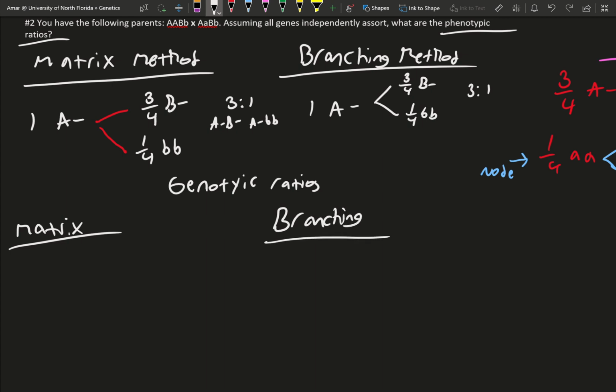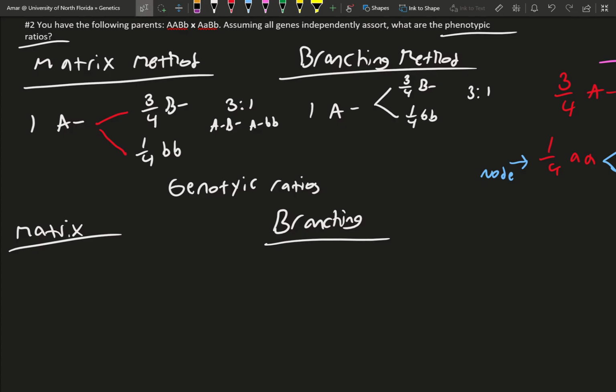So if we're trying to find the genotypic ratios, crossing big A with big A little a, we would have a half chance to get big A, and a half chance to get big A little a. And then for the B gene, we would have a 1/4 chance to get big B, 2/4 chance to get big B, little b, and then 1/4 chance to get little b.